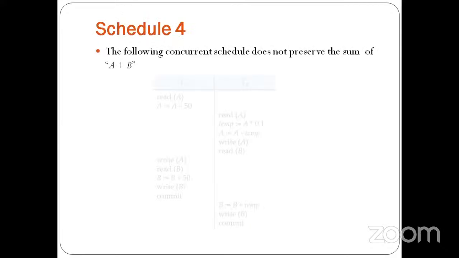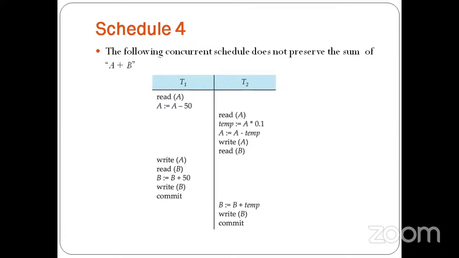Next schedule 4. This concurrent schedule does not preserve the sum of A plus B. So here read A, A equal to A minus 50. Next read A in T2 transaction, temp equal to A into 0.1. A equal to A minus temp. Write A, read B. Next T1, write A, read B, B equal to B plus 50, write B, commit. After that, we need to transfer, right? B equal to B plus temp, write B, commit. So this is what schedule 4.